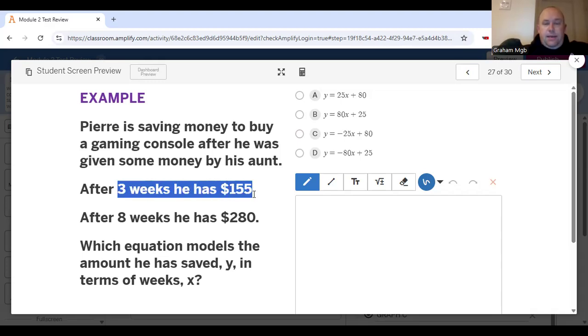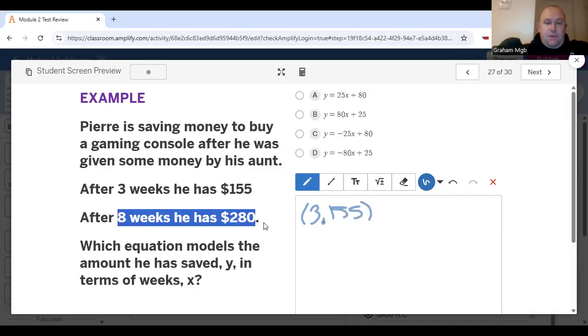Now, this is the one where, actually, look, I've got one coordinate here. I know it's not quite written as a coordinate, but certainly 3, 155. Terrible writing here. And then after 8 weeks, I can see that it's 280. And this would be my x1. This would be my y1. This would be my x2. This would be my y2.